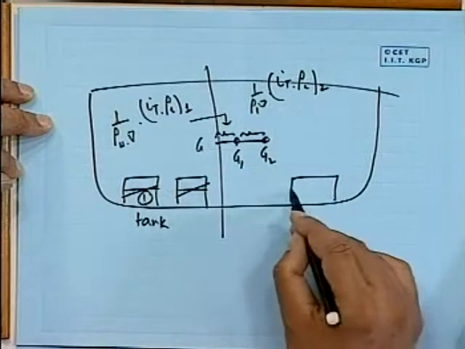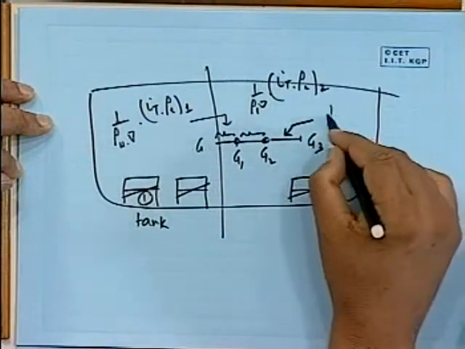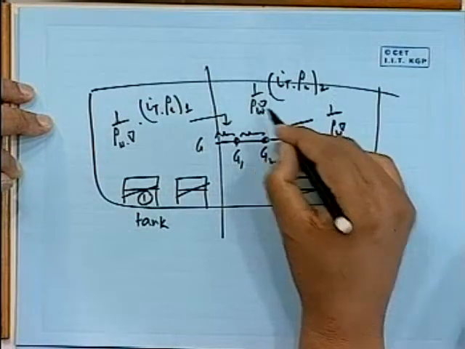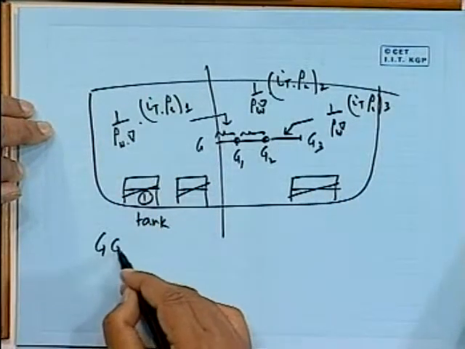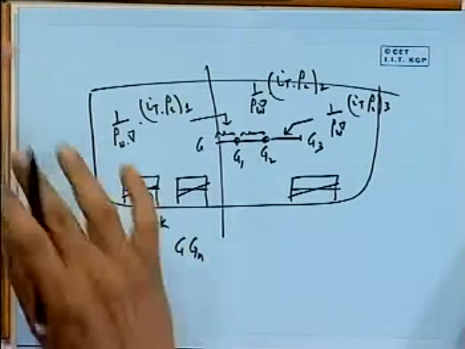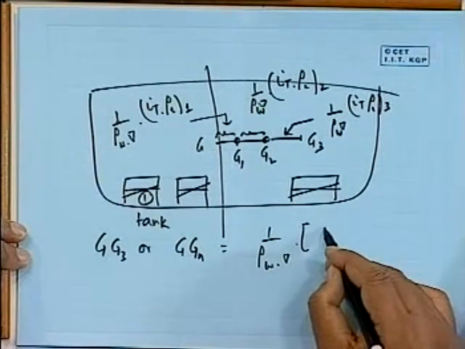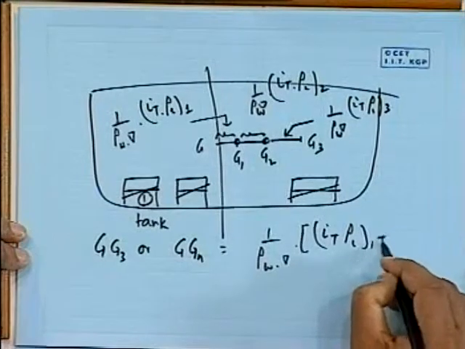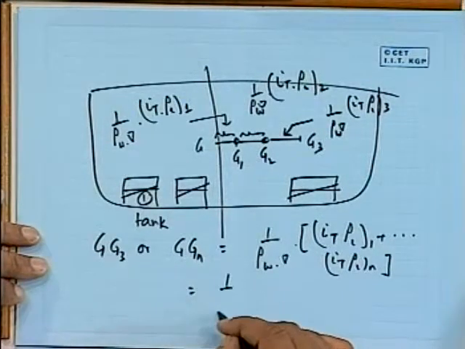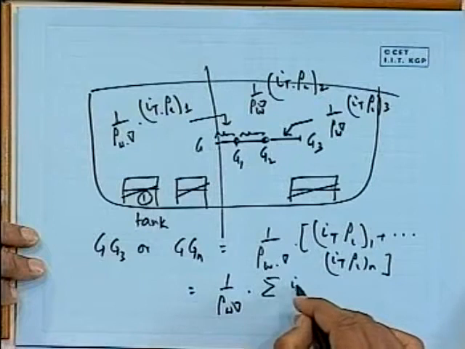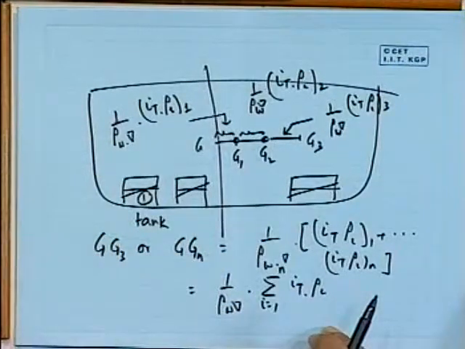Now there is a tank number 3 here. Again this is also going to shift. We are going to give another shift to G3. This is going to be 1 by rho W delta, IT rho L of tank number 3. So what is the total shift then? G to G3 for example, or G to Gn, let me say, if there were n tanks there, turns out to be 1 by rho water delta into IT rho liquid of 1 plus up to IT rho liquid of n. You can add them up. That is equal to 1 by rho W delta into sigma of IT into rho liquid, i equal to 1 to n. Is the writing clear?